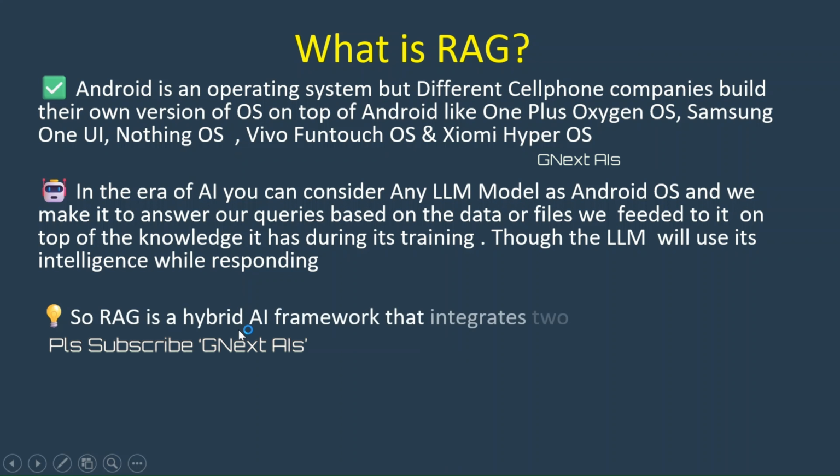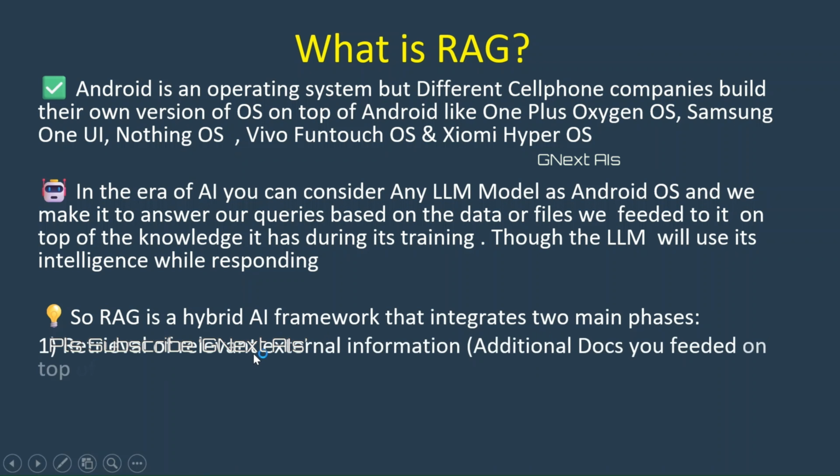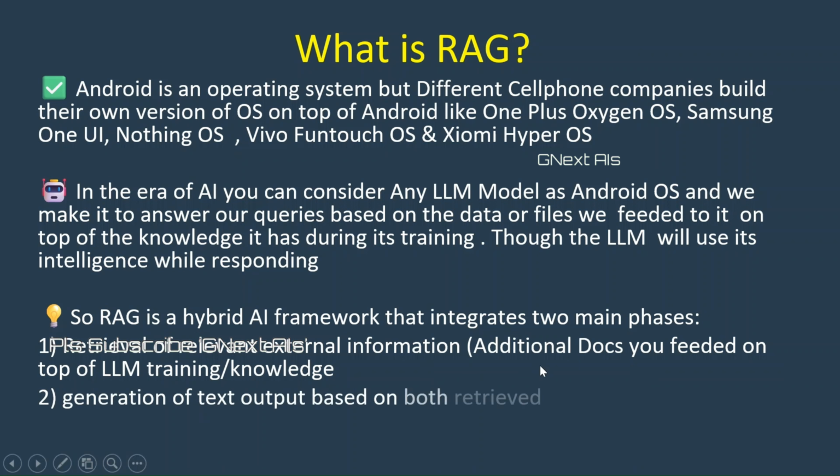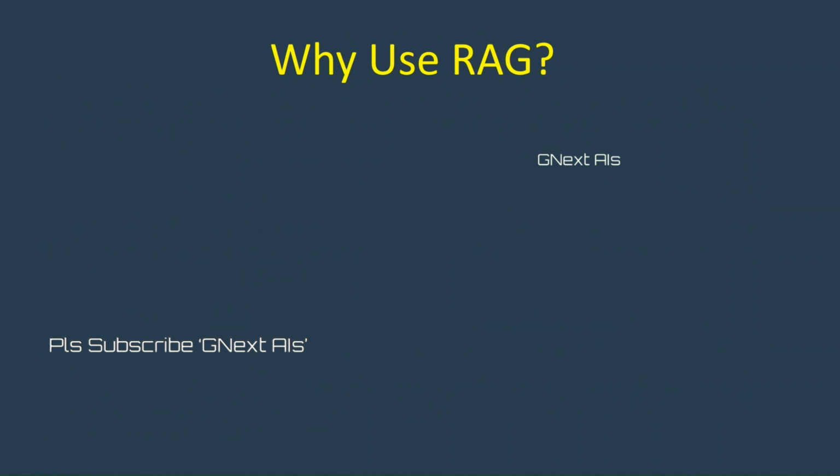RAG is specifically a hybrid AI framework that integrates two main phases, right? One is retrieval of relevant external information, like additional docs which you feed on top of the LLM's training or knowledge. And then the generation of text output based on both the retrieved data and the model's internal knowledge, that is, whatever training the model might have got earlier, right?